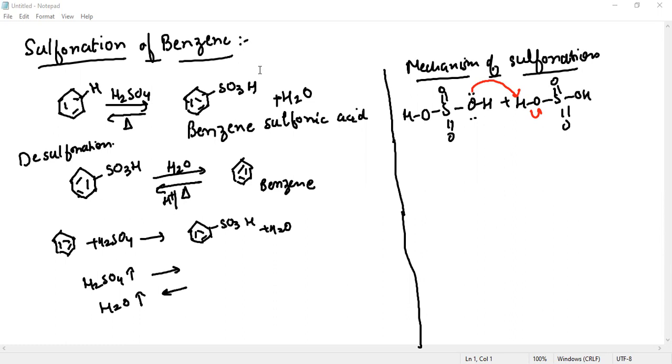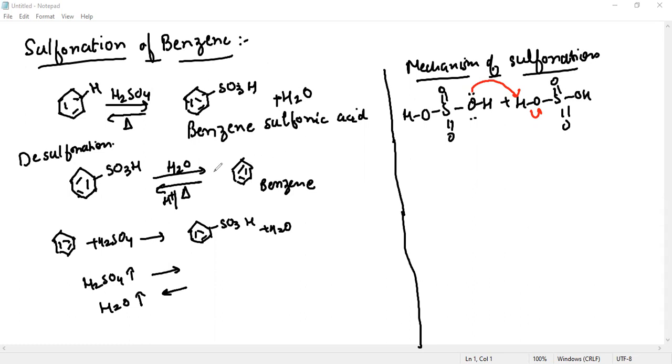So when you react it with H2SO4, the benzene ring, what happens, this hydrogen here gets replaced with SO3H. So this is electrophilic aromatic substitution. So SO3H is substituting for hydrogen. So this is an example of electrophilic aromatic substitution, and this product right here is known as benzene sulfonic acid, and H2O is the other product here.